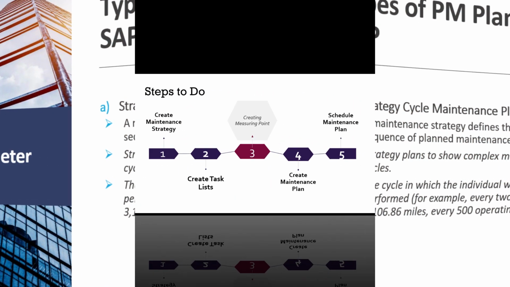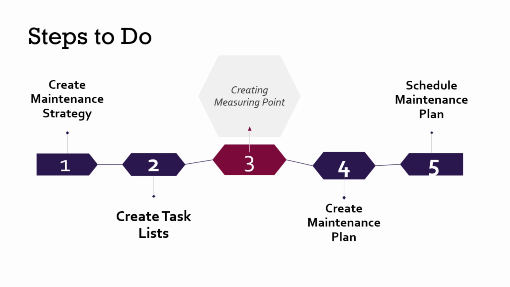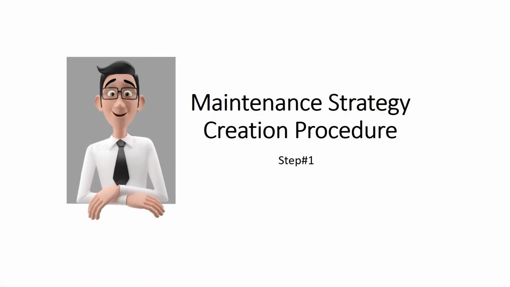There are a few steps to achieve this. Number one, we have to define a maintenance strategy in SAP. Then we will create task lists that are attached to the maintenance plan. Then we define a measuring point, then we create a maintenance plan, and finally we schedule it. So watch the video step by step, you will learn something new.